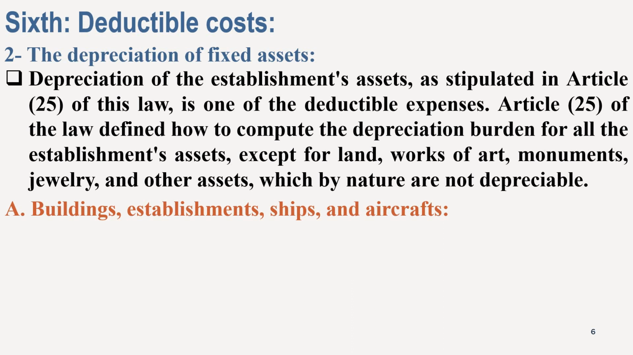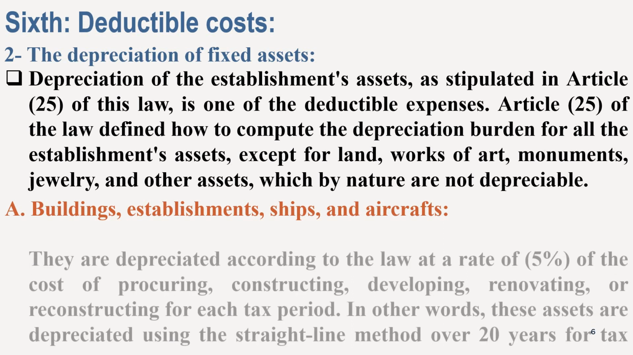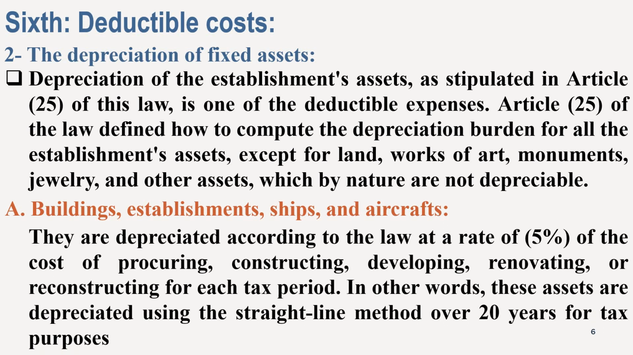The first group of fixed assets is buildings, establishments, ships, and aircraft. They are depreciated according to the law at a rate of 5% of the cost of procuring, constructing, developing, renovating, or reconstructing for each tax period. In other words, these assets are depreciated using the straight line method over 20 years for tax purposes.